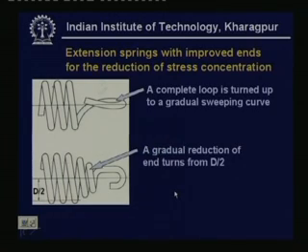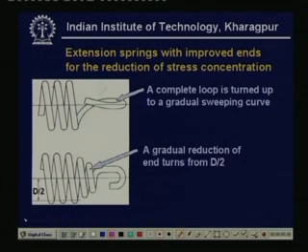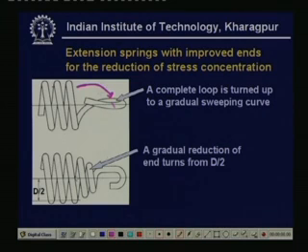Now, here you can see the same extension spring with a little modification or improvement, which has been incorporated so that the stress concentration is reduced at the hook zone. In this case, a total loop is just turned up, and this makes a gradual sweeping curve. Anything going in a very gradual manner, as we know, the stress concentrations will be highly released.